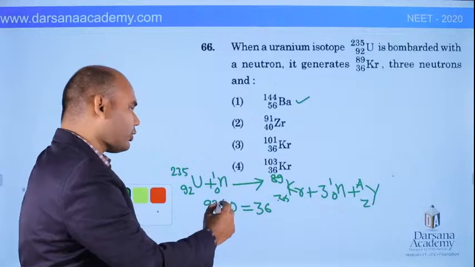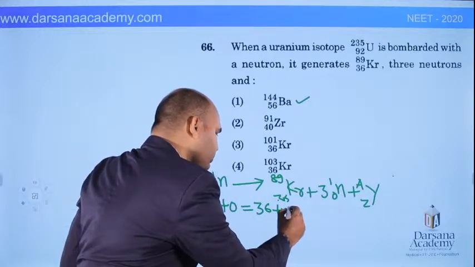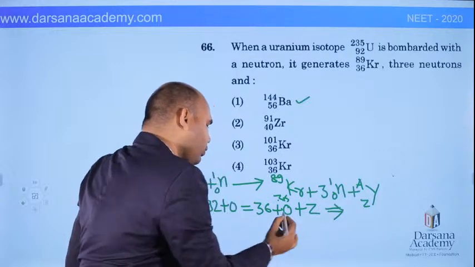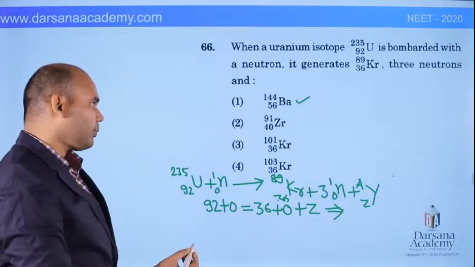Okay, so 36 plus 0 plus z. So from here z will be how much? It will be simply 56.